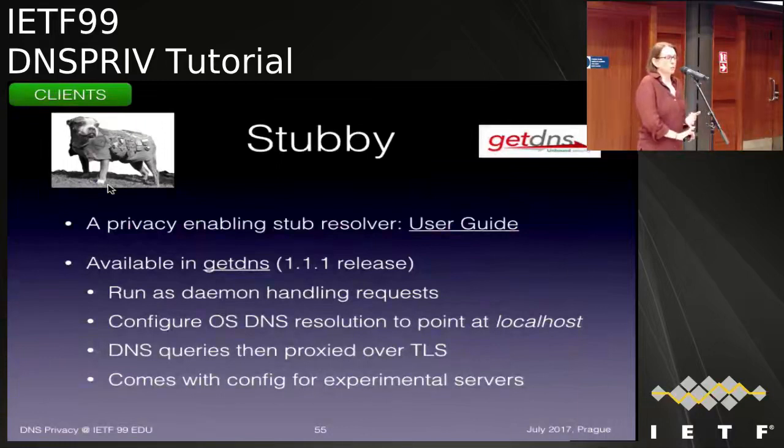You shouldn't take anything less than the 1.1 release of GetDNS if you want Stubby. It runs as a daemon locally, picks up any queries that go to localhost. So by reconfiguring your system resolvers to send queries to localhost, they will all get picked up by Stubby and proxied out over TLS. And it comes with a default configuration which uses a subset of the experimental servers that I mentioned earlier.